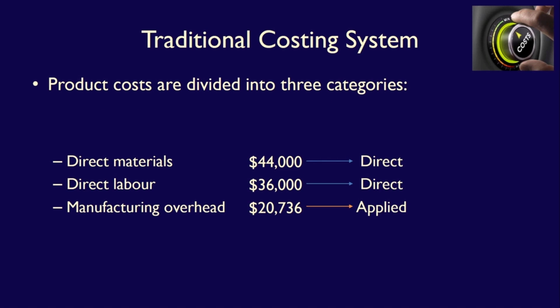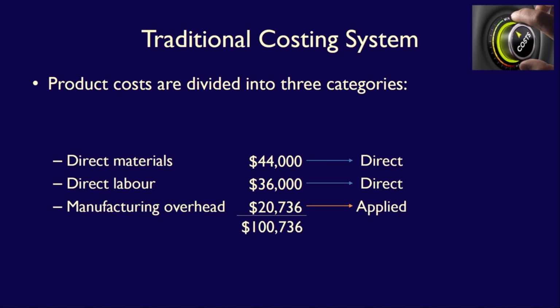Management can now add the overhead costs to the direct materials of $44,000 and direct labor of $36,000 to determine the total cost of job 480. $44,000 plus $36,000 plus overhead of $20,736 is equal to a total cost of $100,736. The cost of job 480 can now be used to determine the price that they want to quote to their customer.